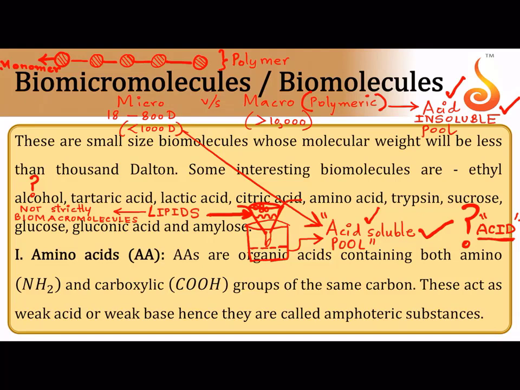Because they get trapped in the filter, we call them the acid insoluble pool. And so they are classified as macromolecules, but in reality they are not strictly macromolecules. So now, one by one, let us go through some of the important biomolecules. We'll start off with a micromolecule called amino acid.